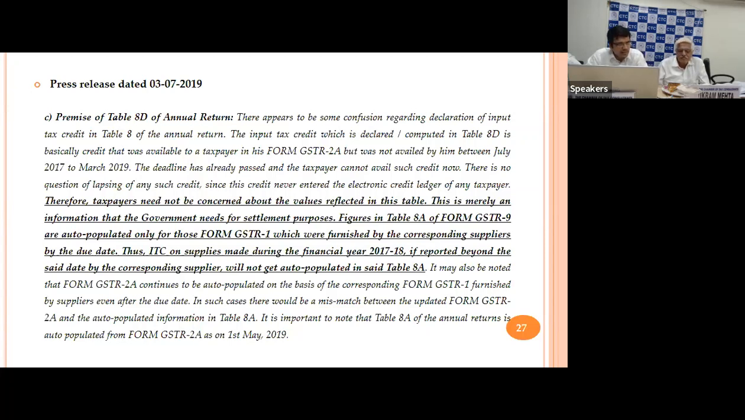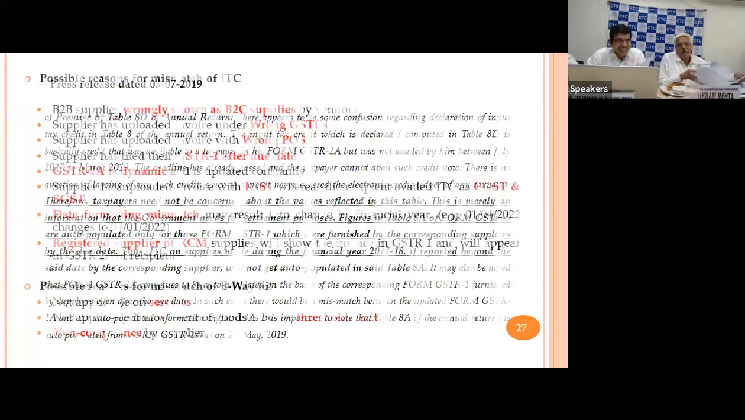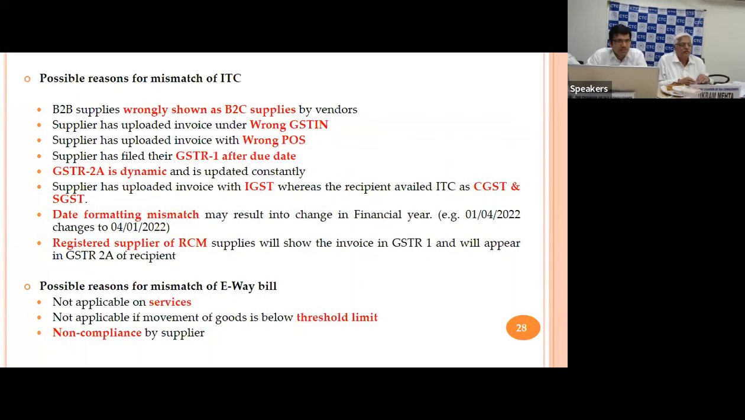So over here they are highlighting that table 8D, you don't worry about it. It is just for statistical purposes. However, this is the most draconian table on the basis of which show cause notices are being issued. Yeah. And these are some of the possible reasons which I have highlighted for mismatch.